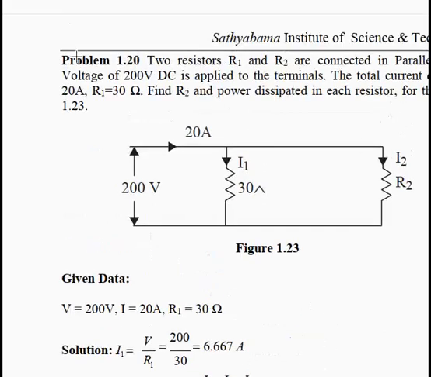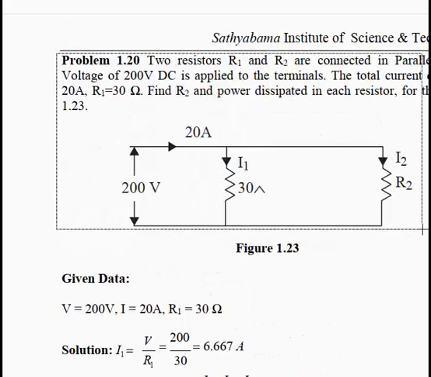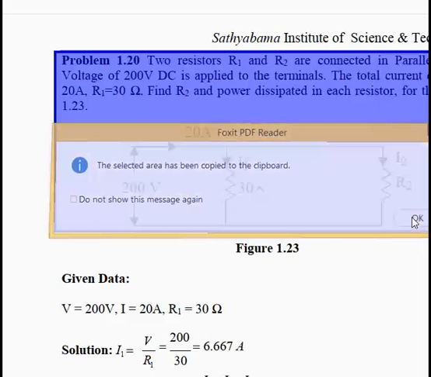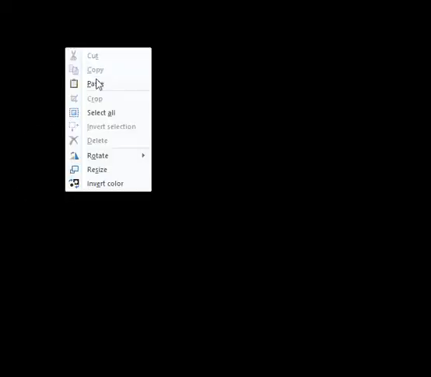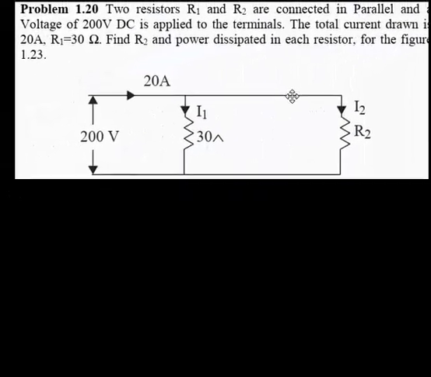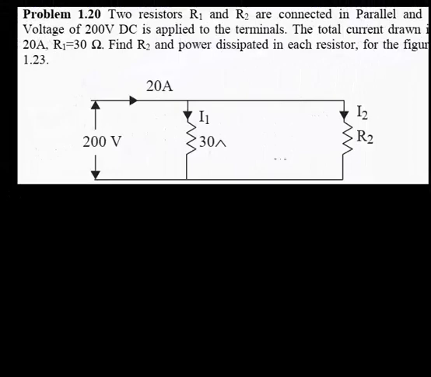Okay, so here I have another problem that I wish to do justice to. It goes like this: two resistors R1 and R2 are connected in parallel. The total current drawn is 20 ampere. R1 is 30 ohms. Find R2.